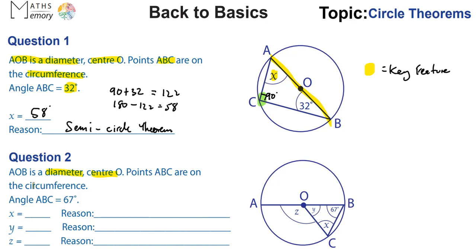Points A, B, and C are on the circumference. Angle ABC equals 67 degrees. Let's find x, y, and z.